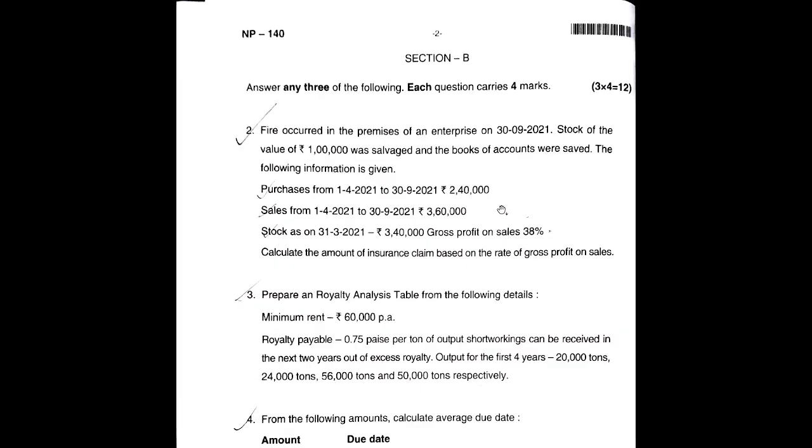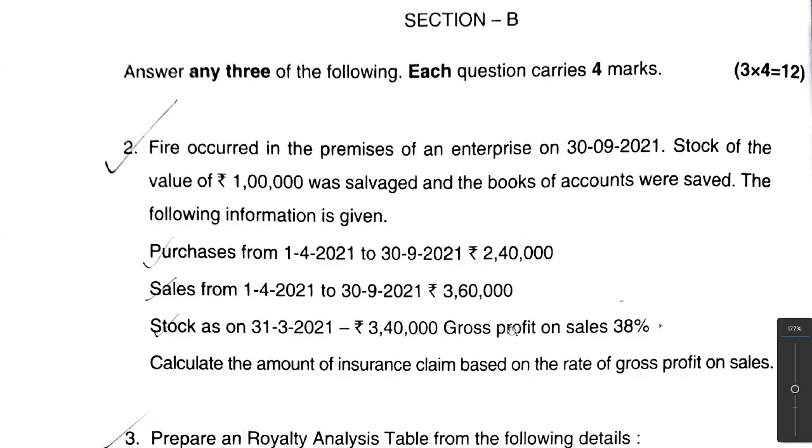The second was section B. In section B they had given 5 questions. Out of these 5 questions, you are supposed to answer any 3. All 5 questions were practical questions only, and each question carried 4 marks. In the first question, you can see they have asked you to calculate the insurance claim. You can take a screenshot.